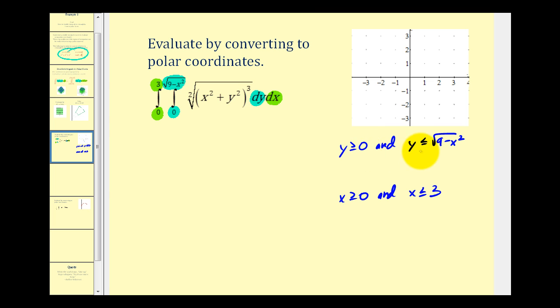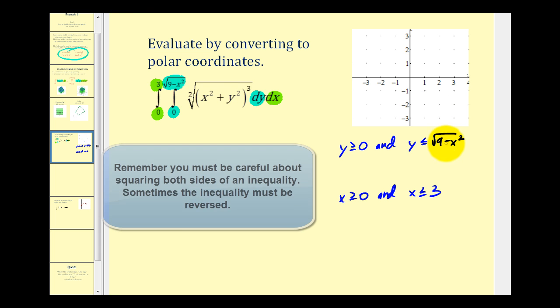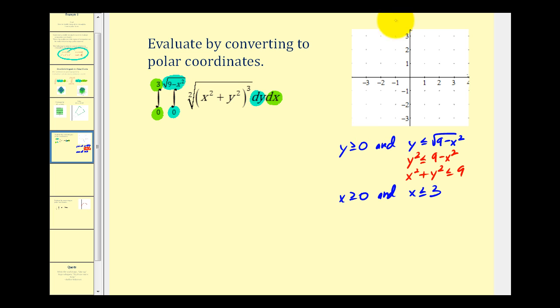Let's see if we can graph this region. So y is positive, meaning it's only going to be in the first and second quadrant. And also y is less than or equal to the square root of 9 minus x squared. Let's square both sides of this. We would have y squared less than or equal to 9 minus x squared. And if we add x squared to both sides, we should recognize this as a circle with a radius of 3. So we're going to graph half a circle because we know that y has to be positive.